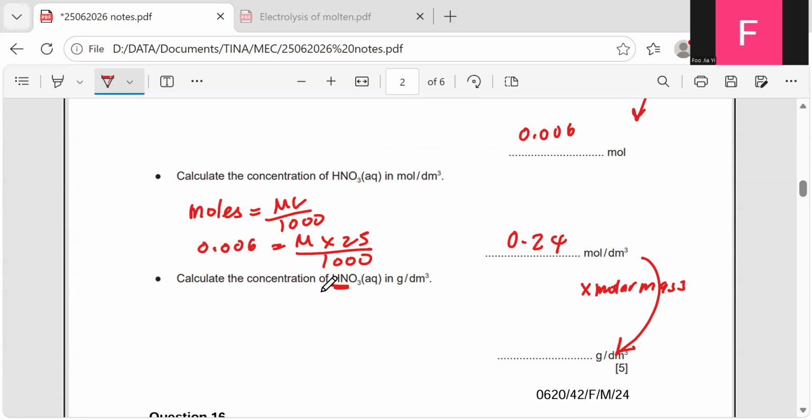Molar mass, you look in your periodic table. Hydrogen is 1, nitrogen is 14, oxygen is 16 times 3. So you get 63. Multiply by 0.24 and you get 15.12. Do you understand? Whenever it's an MV over 1000 question, you use this formula.